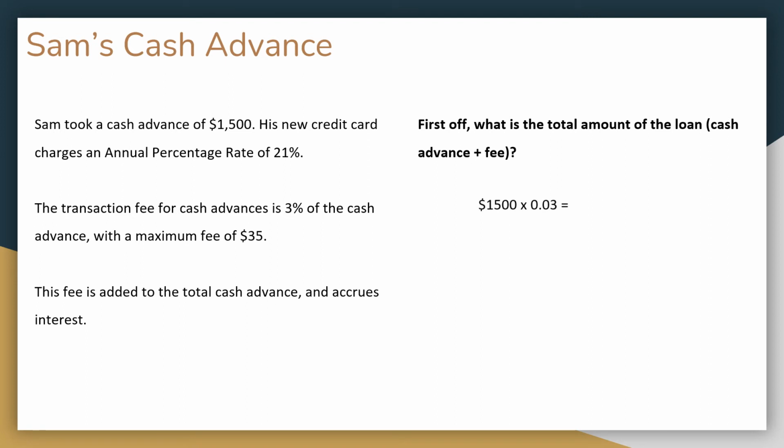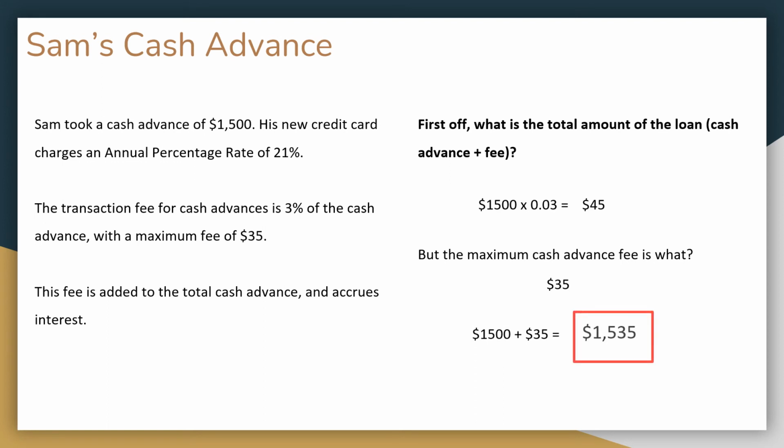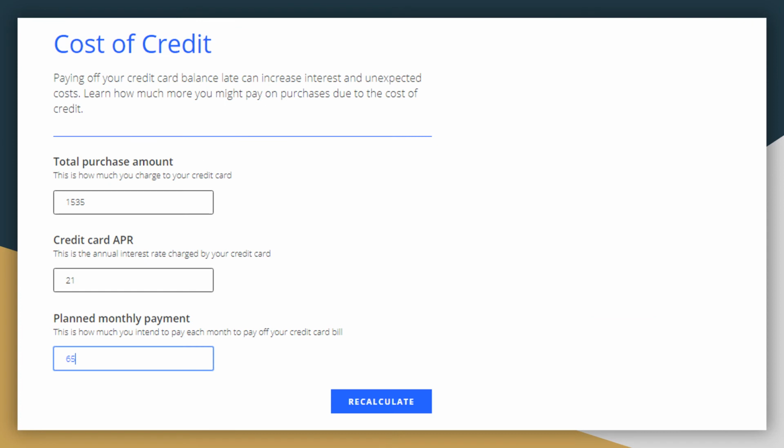Sam's cash advance is $1,500 times the transaction fee, which is 0.03, which equals $45. But the maximum cash advance fee is what? That fee is $35. $1,500 plus $35 equals $1,535. Now, let's use the cost of credit calculator and calculate the math.